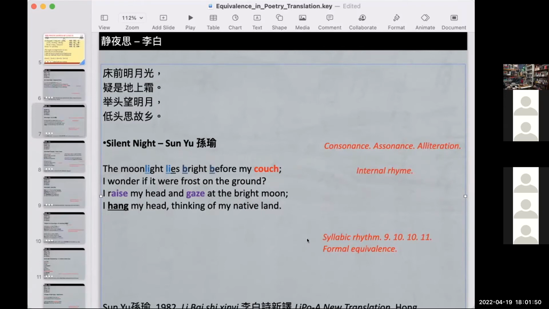Of course, in English rhythm, there is syllabic rhythm, there is accentual rhythm, rhythm that follows the meter, like following the feet, like iambic or anapestic, or there are accents, falling accents to punctuate the rhythm of the line. And so I would say he also used formal equivalence because he also rendered a faithful translation, as faithful as he could do.